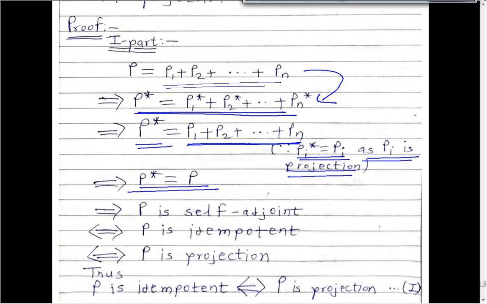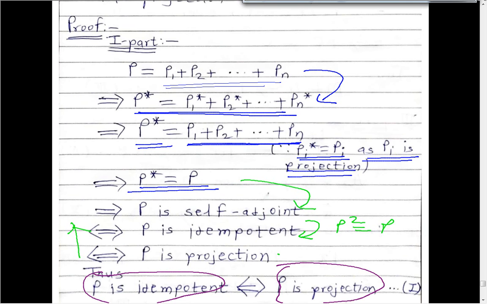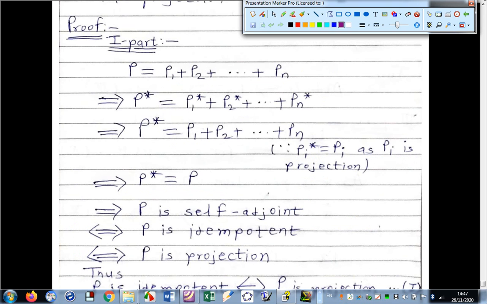So this implies P star is equal to P. This implies that P is self-adjoint. So P is idempotent, because if P star is equal to P, then we clearly have P square is equal to P. So this is true if and only if P is a projection. Further, these steps can be reversed. So thus, what result have we proved here? P is idempotent if and only if P is a projection. This result we have proved as the beginning of the first part.